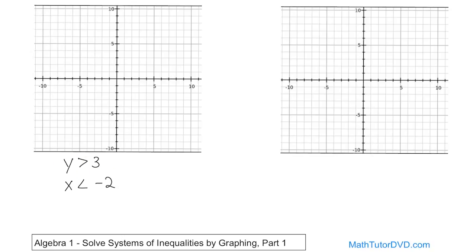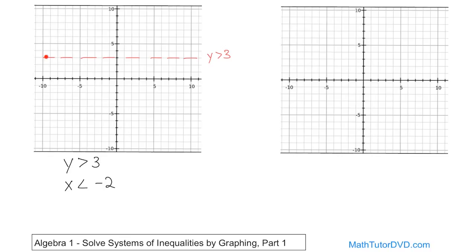Very simple. You pretend that there's an equal sign, so it's y equals 3, and you should know by now that that's a horizontal line that goes through y equals 3. But because there's no equal sign underneath it, this is going to be a dashed line. We use solid lines when we have greater than or equal to, and we use dashed lines like this when we have no equal sign under it. So this is y greater than 3.